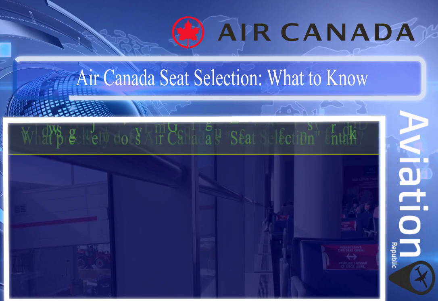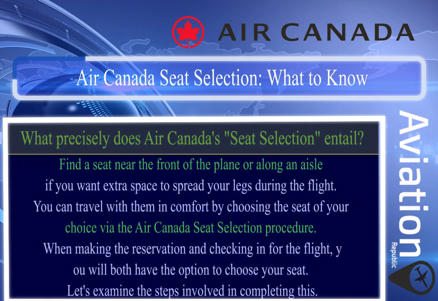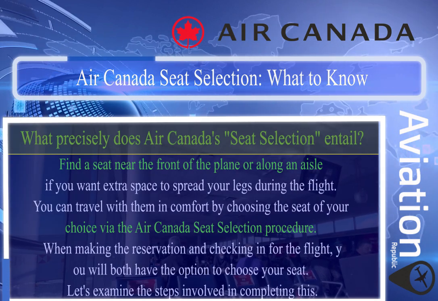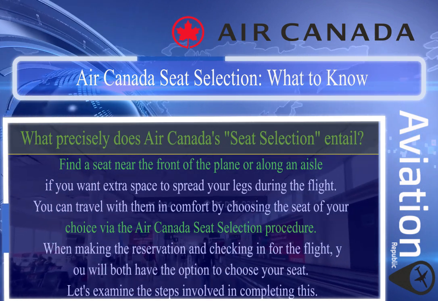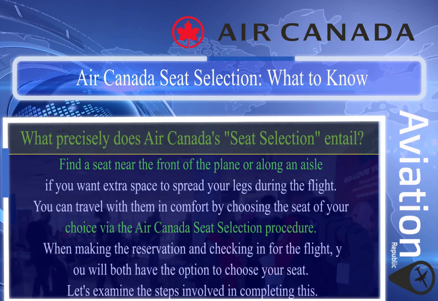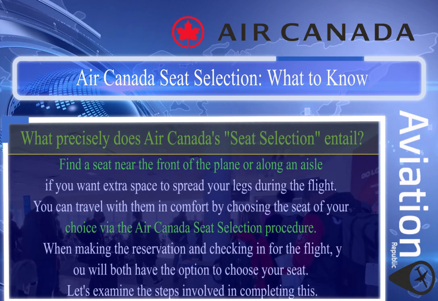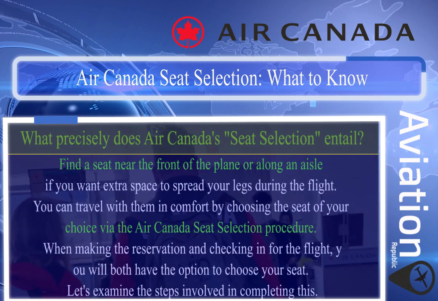What precisely does Air Canada's seat selection entail? Find a seat near the front of the plane or along an aisle if you want extra space to spread your legs during the flight. You can travel in comfort by choosing the seat of your choice via the Air Canada seat selection procedure. When making the reservation and checking in for the flight, you will both have the option to choose your seat. Let's examine the steps involved in completing this.